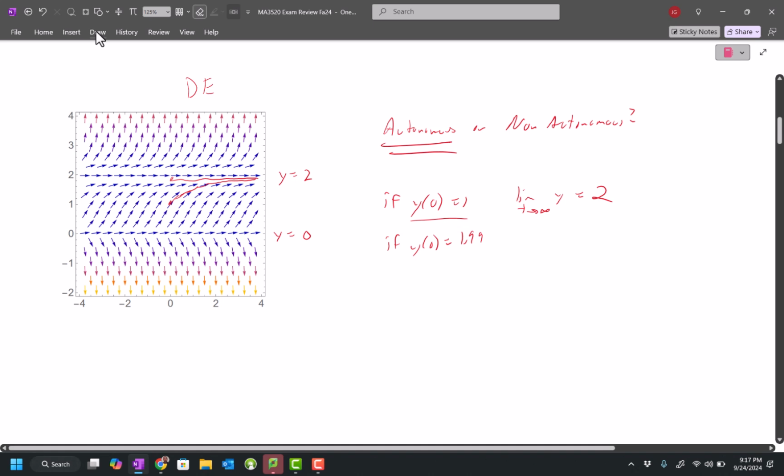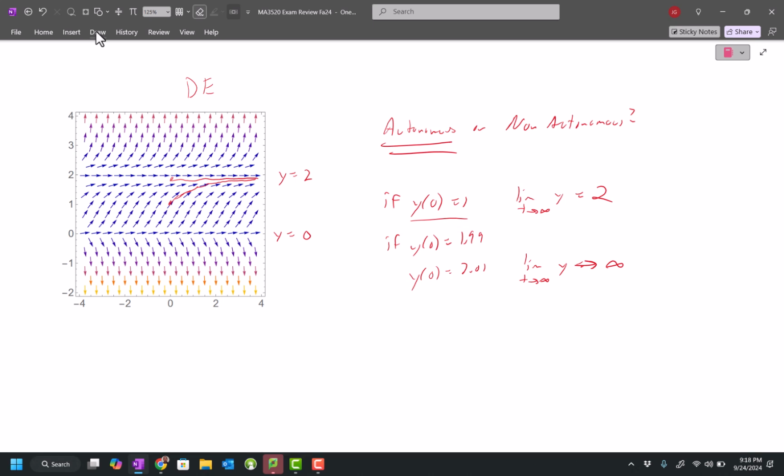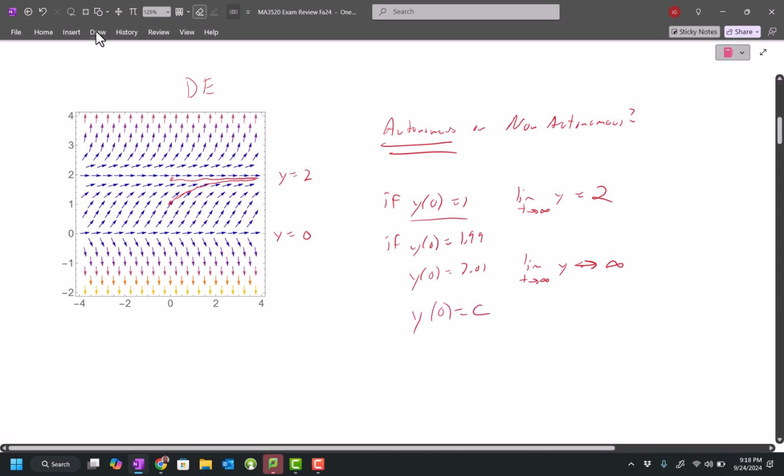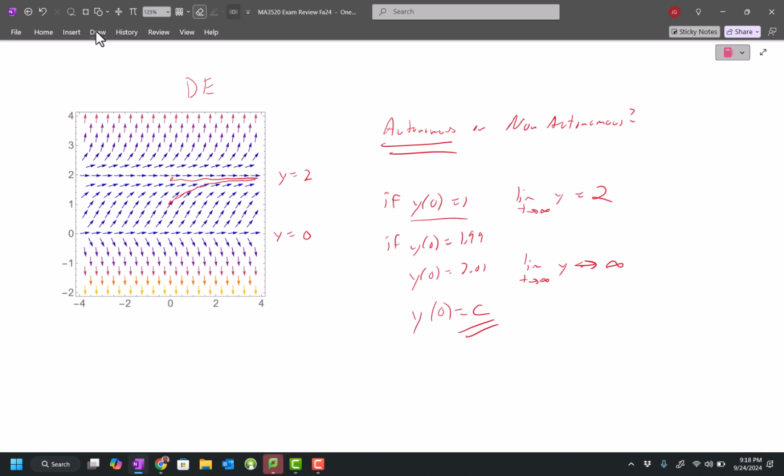However, if I started at y of 0 equals 2.01, well, then the limit as t went to infinity of y would be infinite. It would tend towards infinity. That limit would not exist here. Okay, so there's a variety of questions we could ask about this. One question might be, where can I start? y of 0 equals c, right? What values of c would lead to maybe finite solutions here? Which ones would not tend to infinity?